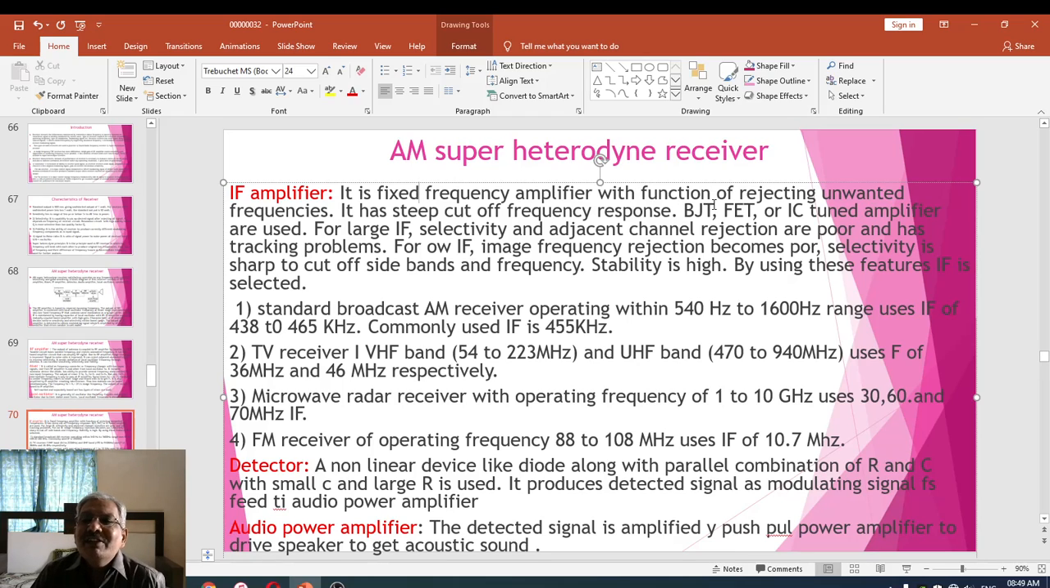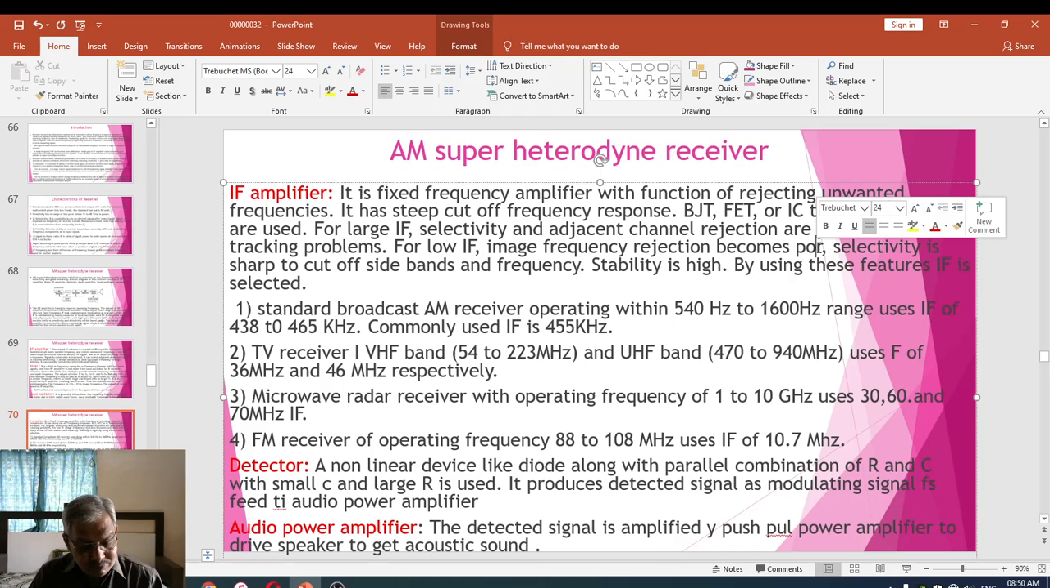It makes use of BJT, FET or IC as a tuned amplifier. For a large IF, selectivity and adjacent channel rejection are poor and it has tracking problems. But for a low IF, image frequency rejection becomes poor. Selectivity is sharp to cut off the sidebands and the frequency stability is high. By using these features, the IF is selected.